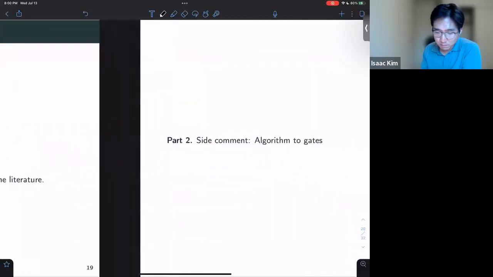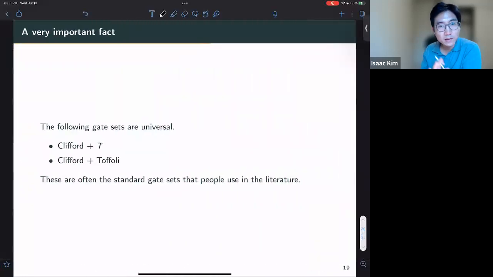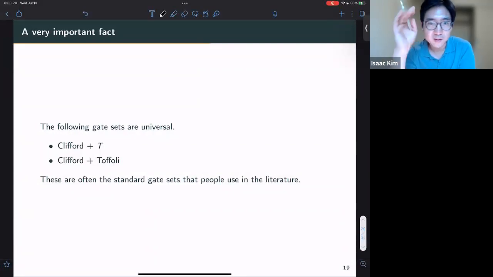Okay, so what I talked about so far is the Clifford hierarchy, which I think is an important concept. So let me pause at this point and see if there are any questions.